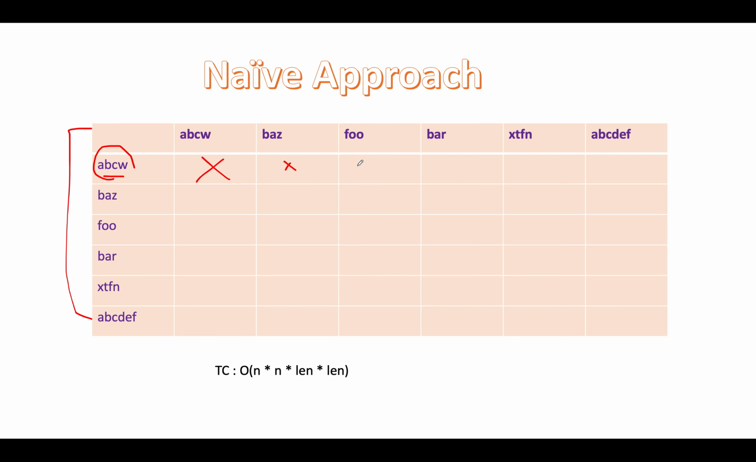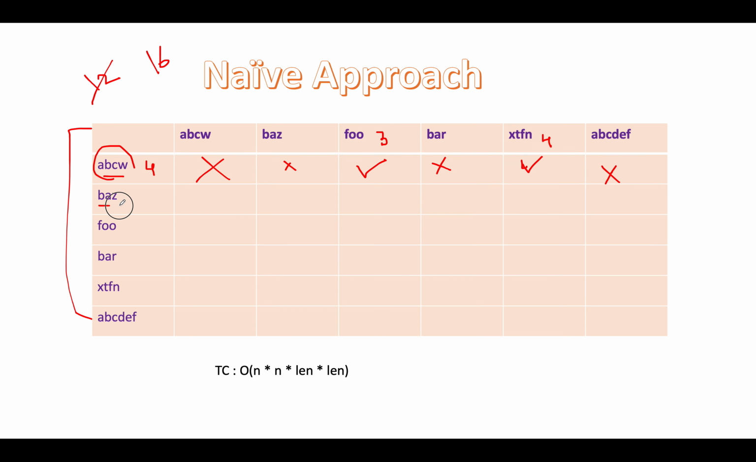Let's continue the process. A, B, C, W and bar, B common, ignore. A, B, C, W and X, T, F, N. Again, there is no character that is common. That makes it a valid case. The length of this string is 4, so 4 into 4 is 16. The maximum product becomes 16. Let's continue the process. A, B, C, W and A, B, C, D, E, F. B is common, A is common, so it's not a valid case, ignore.